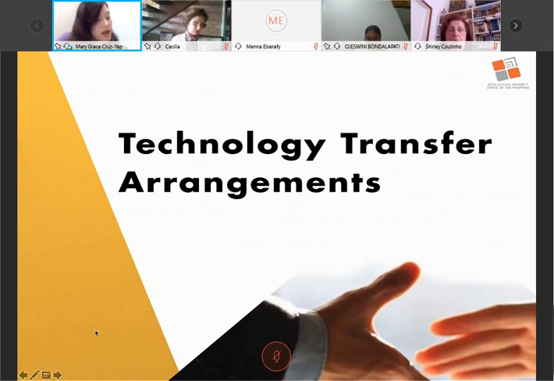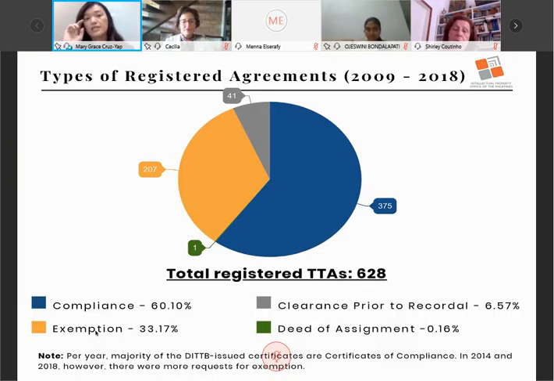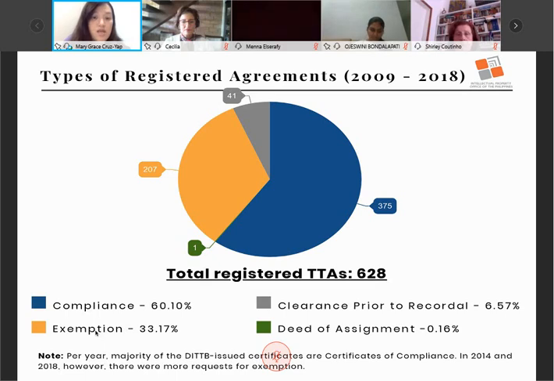Okay, so I actually ran out of time. It's 26 minutes on my clock already. I'll just give you a few statistics that you might be interested in. These are not really very conclusive of TTAs because, as I've said, TTAs in the Philippines are only registered with DITTB on a voluntary basis. So this is not the entire universe of tech transfer arrangements entered into in my country. There may be more. There may be so much more. These are only statistics based on those that have been filed with our office.